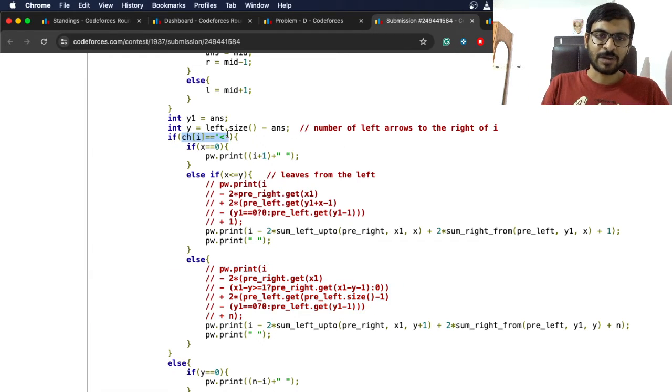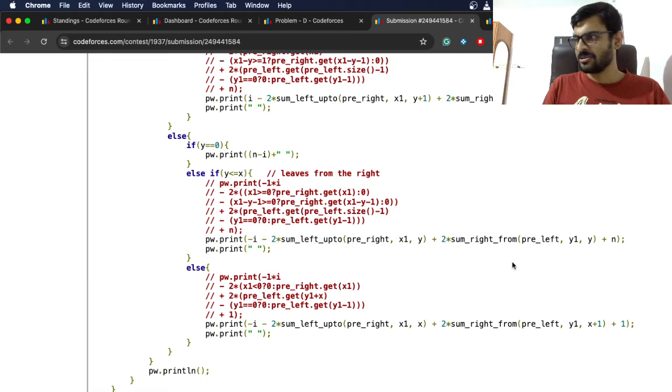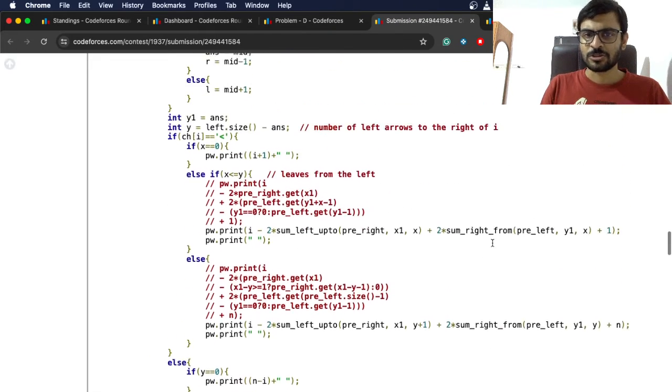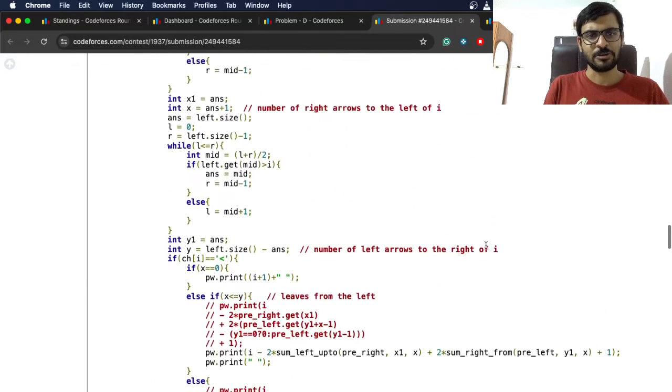Now, this is for less, and for the greater ones, you can see the conditions here. Minus i, minus all those things. I had written them over there. You can tally with this. This one is a working code. This worked for me. So yeah, nothing different. We just used that formula.